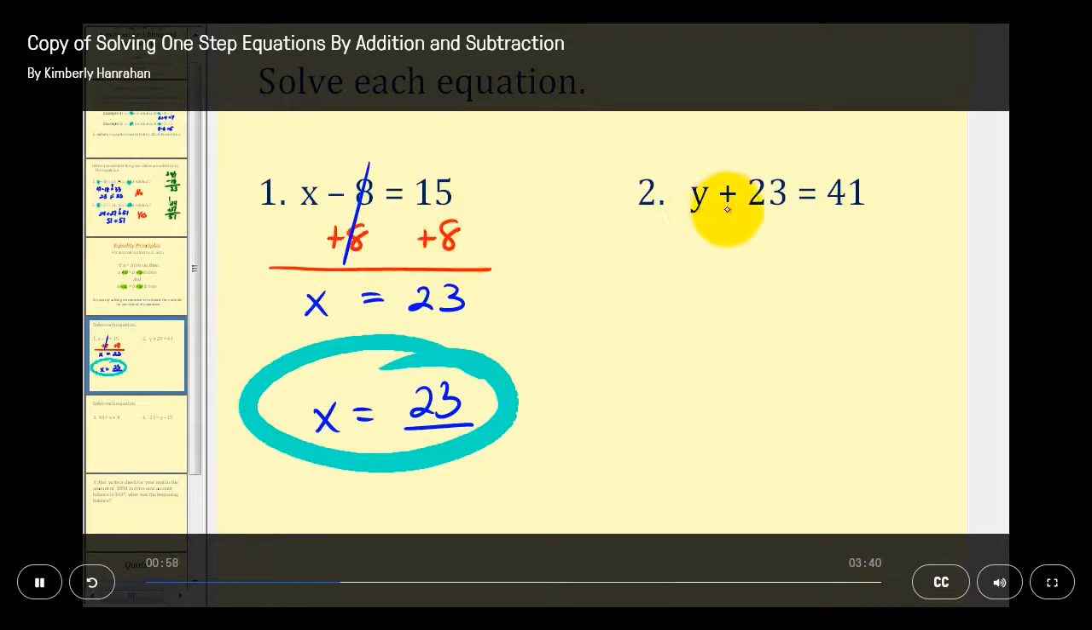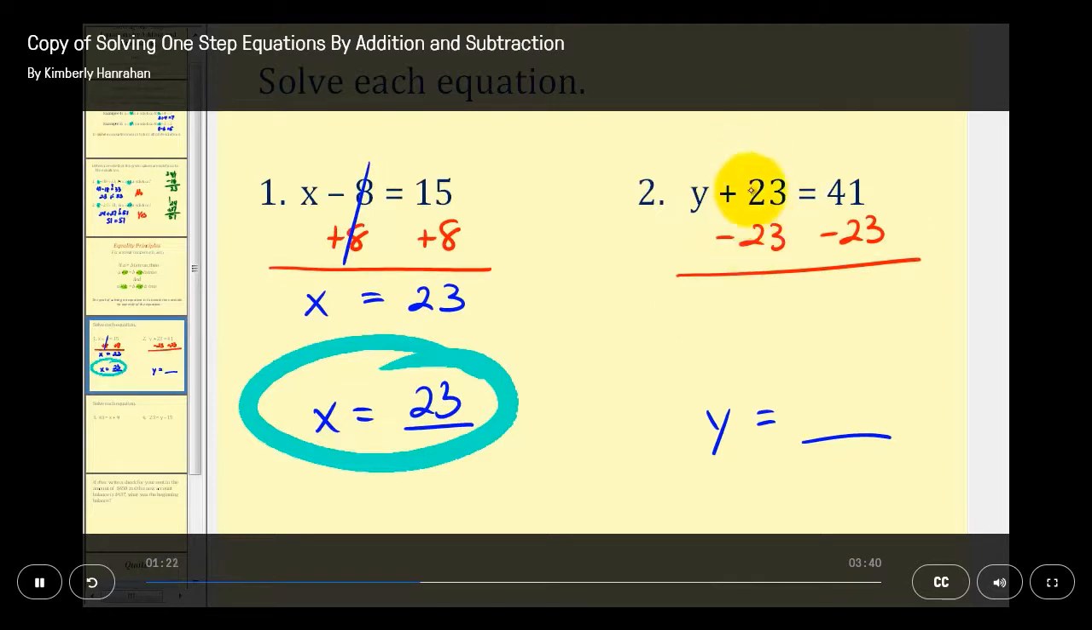On number 2, we have y plus 23 equals 41. And again, our goal is to have y on one side of the equation by itself or isolated. So we don't want this plus 23 here on the left side, so we can undo this plus 23 by performing the opposite operation or by subtracting 23 on both sides of the equation.